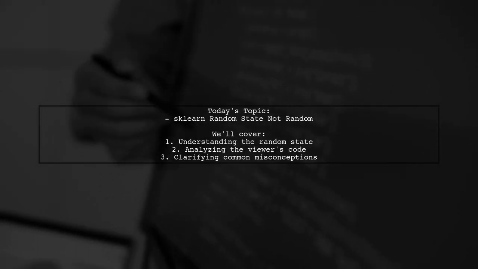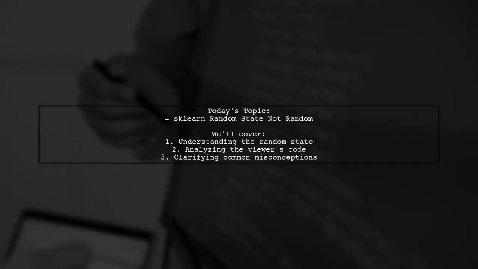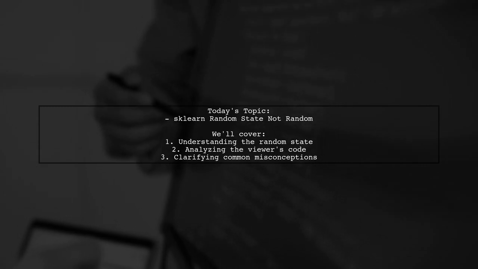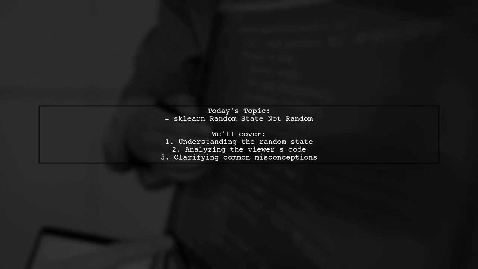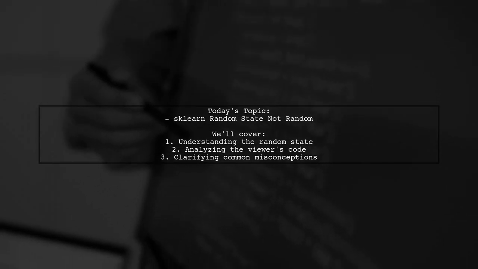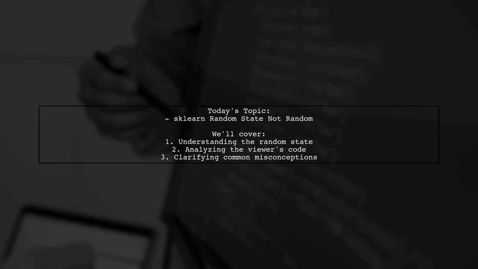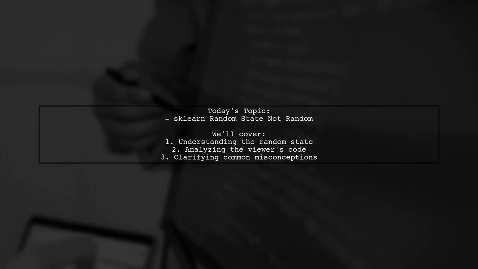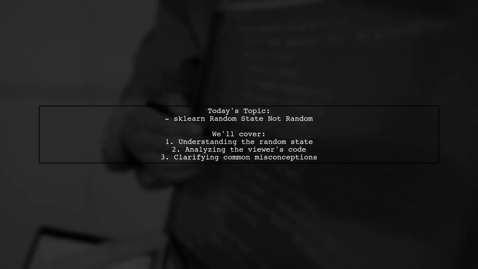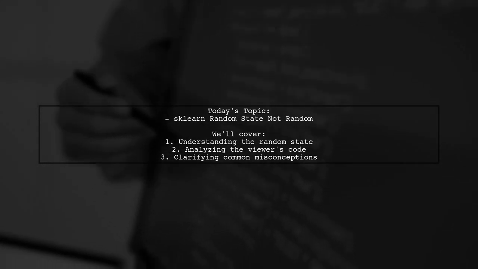Welcome to our deep dive into machine learning with Scikit-learn. Today, we're tackling a puzzling question from one of our viewers about the random state in stratified K-fold. They noticed something curious. When they set different random states, the testing sets remained the same. Let's explore this intriguing issue together.